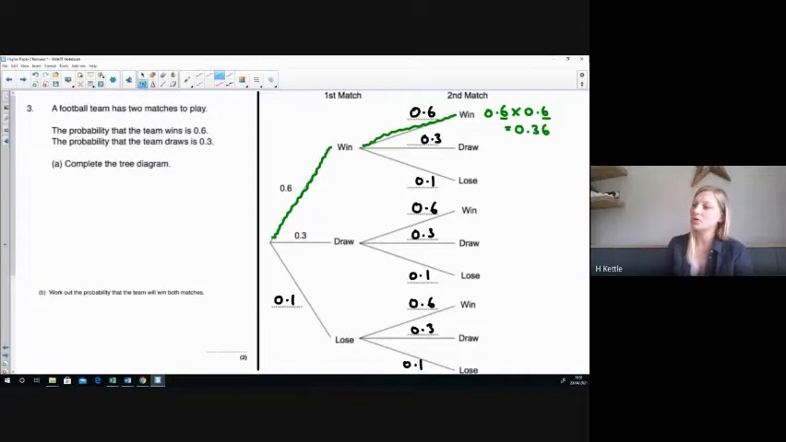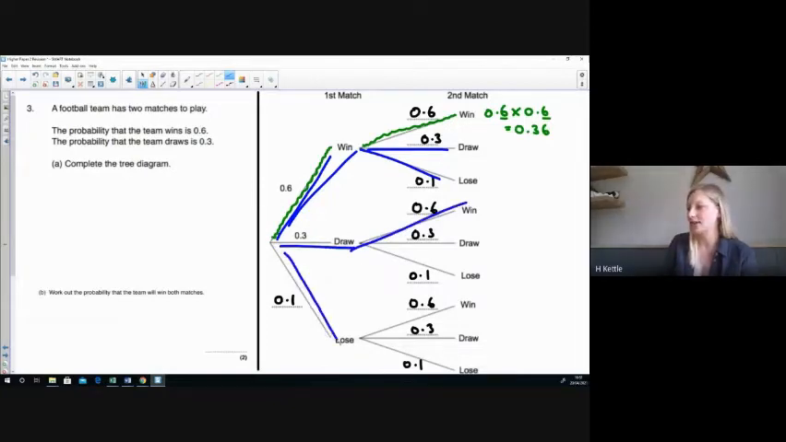If I was asked what's the probability they win once, then you'd need to start thinking about winning the first one and then drawing, or winning and then losing, or drawing and then winning, or losing and then winning. So in that case, we'd have to multiply along all of those different branches and then add together all 4 of the options that we wanted. Okay, but in this case, all we wanted was for them to win and win again. So our answer would be 0.36 is the probability of them winning both matches. We don't care about any of the other scenarios or situations.